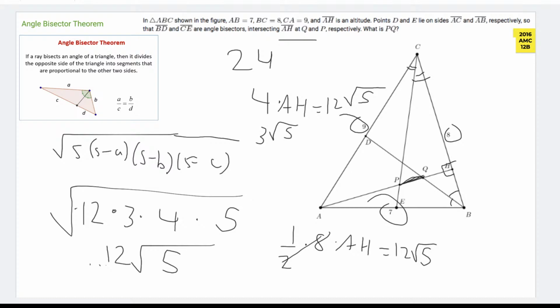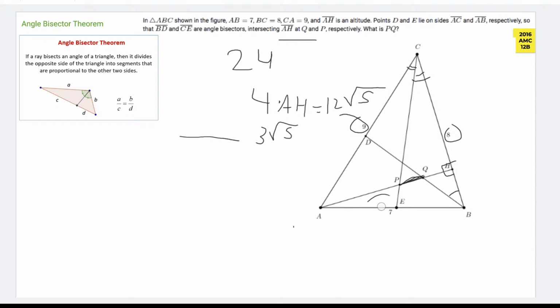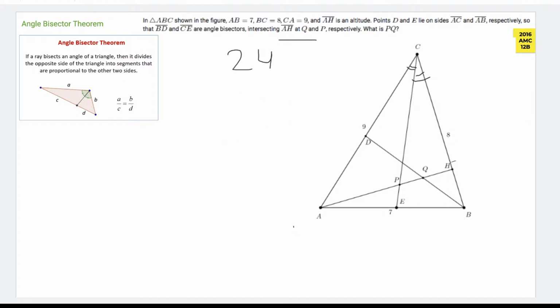Now we're going to be applying a lot of angle bisector theorem in this problem. I'll show you. We'll need a lot of space. We know this altitude is 3 times the square root of 5. We know this is congruent and this is congruent. So now, because of the angle bisector theorem, AB over AQ equals AH over QH. I mean BH, sorry. BH over QH.